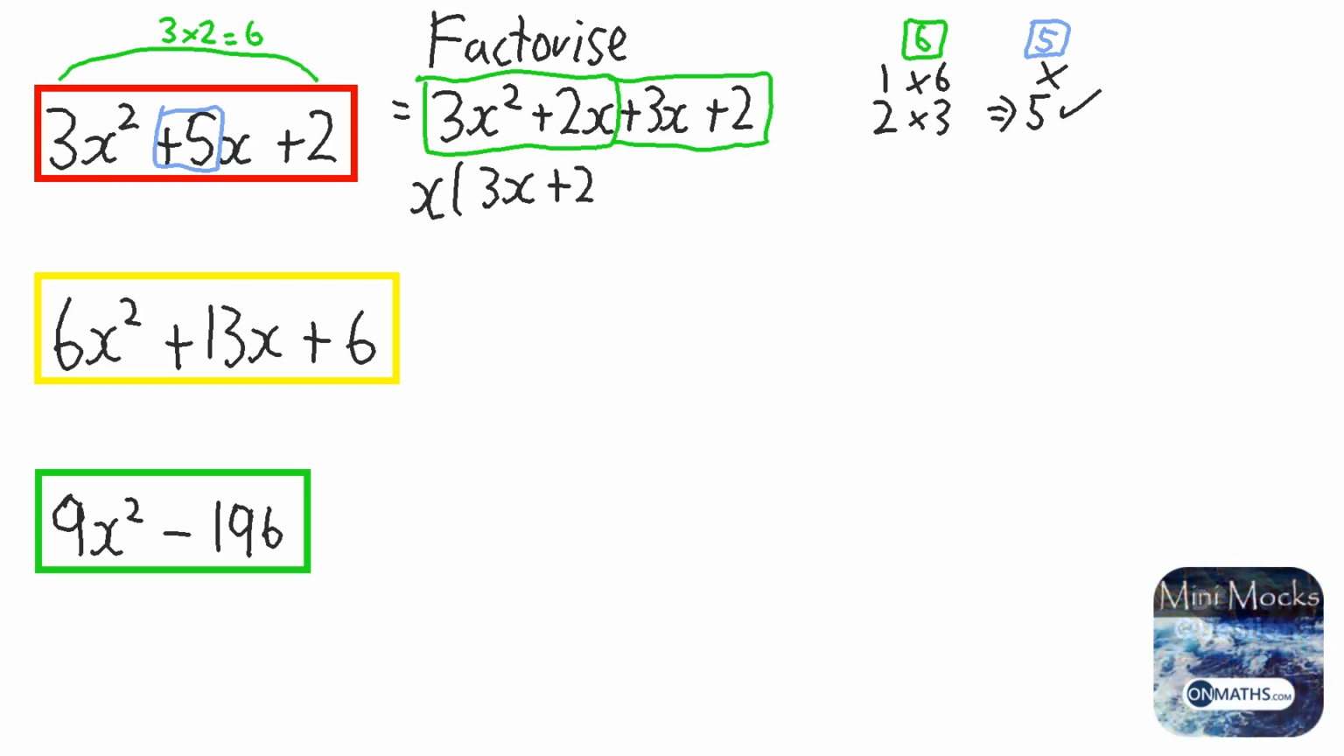Now if you put them in the other way round, then you'll get slightly different brackets. So you could have put 3x squared plus 3x plus 2x plus 2, and you'll find that your working out is completely different, but your answer is the same. Okay, the next one, I can't really factorise out anything from that second bracket, or the second green box.